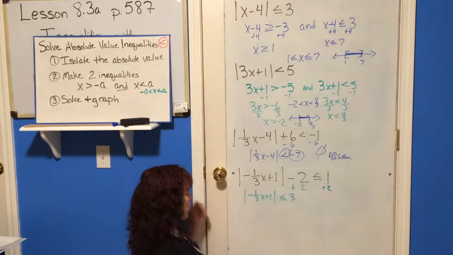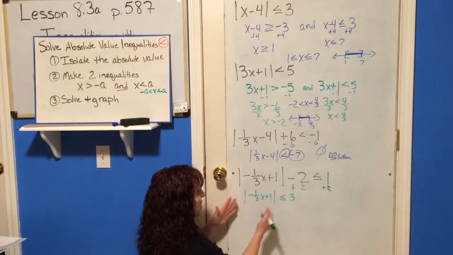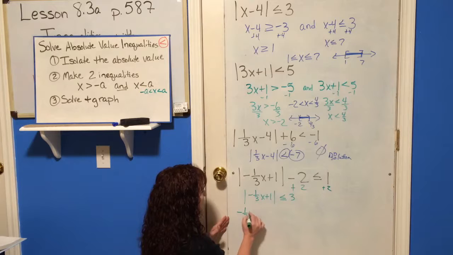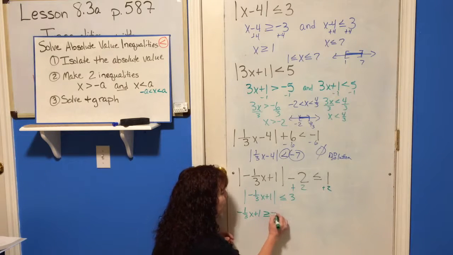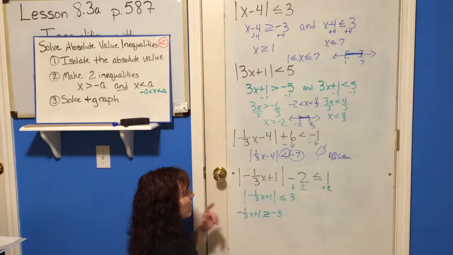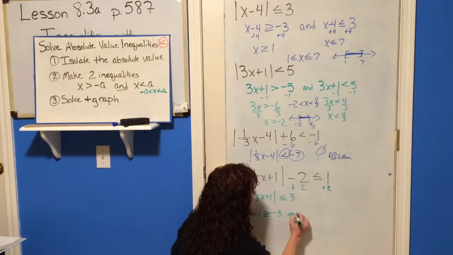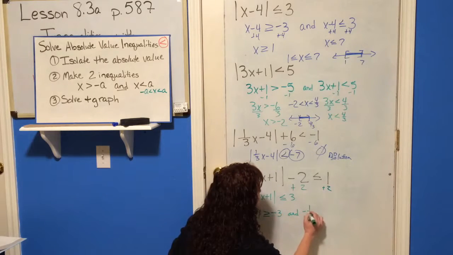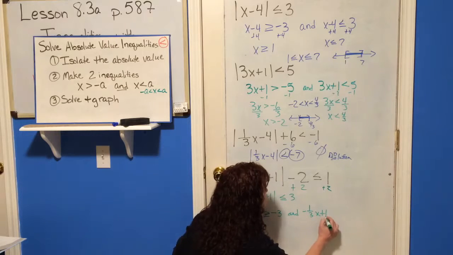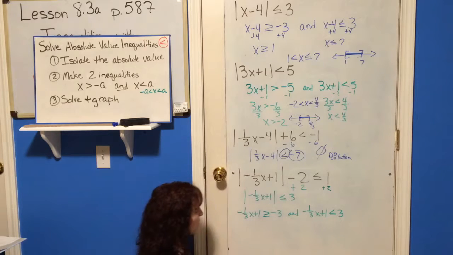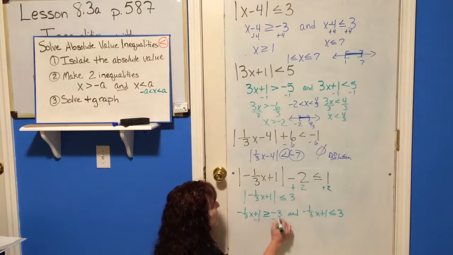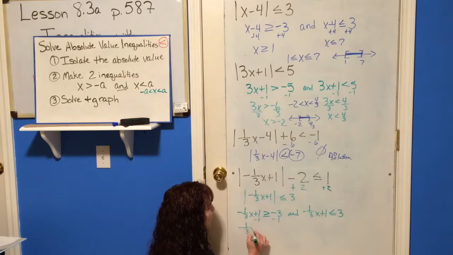So now set up our two inequalities. Get rid of the absolute value. Negative 1/3 x plus 1 is greater than or equal to negative 3. And now get rid of the and. Get rid of the absolute value, negative 1/3 x plus 1, and keep it the same, less than or equal to 3. Subtract 1 from both sides. Negative 1/3 x is greater than or equal to negative 4.